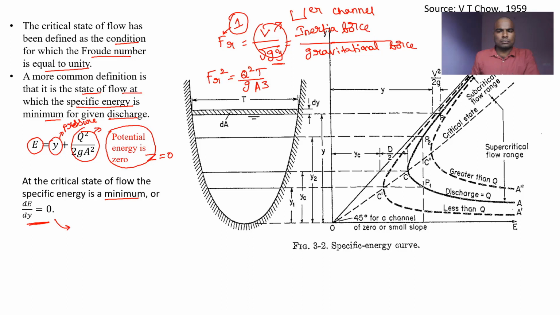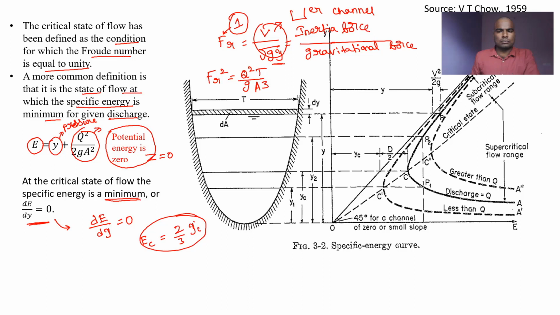By solving dE by dy equal to 0, we will get a relation between the critical specific energy EC and the depth of flow. All these derivations are out of scope now. Just remember what the critical state of flow is and what happens at it, because they may ask about this in one more question. At the critical state of flow, the specific energy is minimum. You should remember this definition also, since sometimes they may ask one more question.